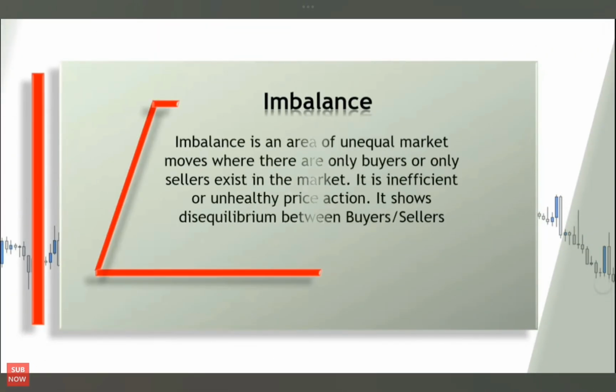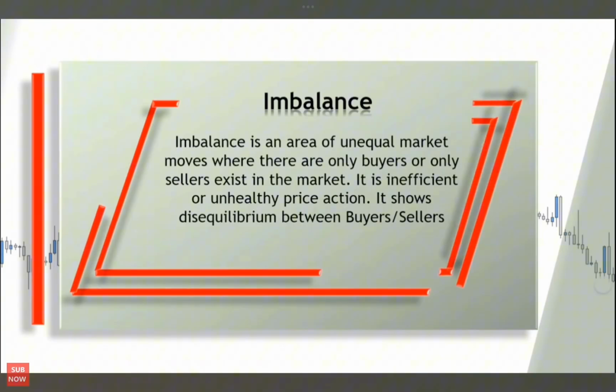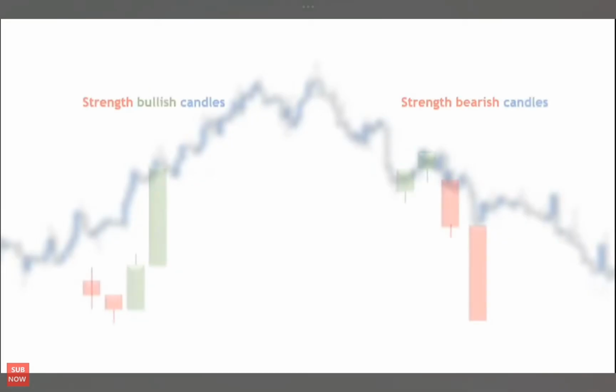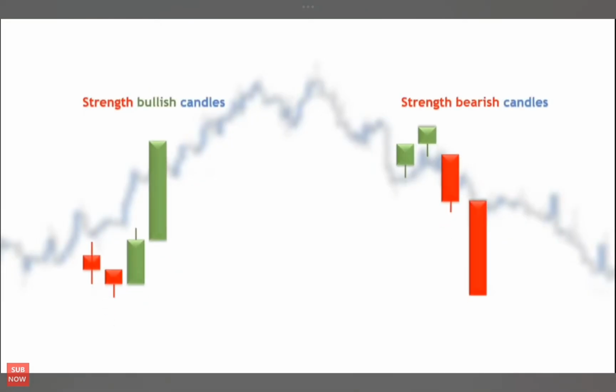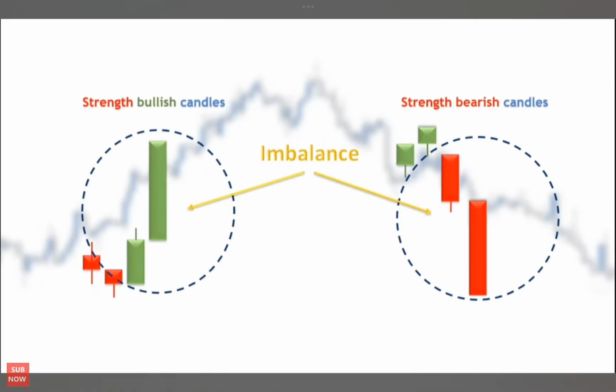The second principle of the smart money trading system is imbalance. Let us see its exact definition. Imbalance is an area of unequal market moves, where only buyers or only sellers exist in the market. It is inefficient or unhealthy price action. It shows disequilibrium between buyers and sellers, an action which shows itself by drastic and strong bearish or bullish candles in the market.